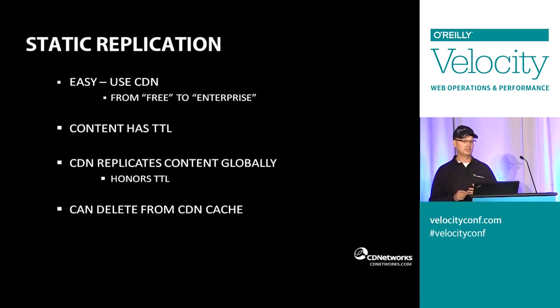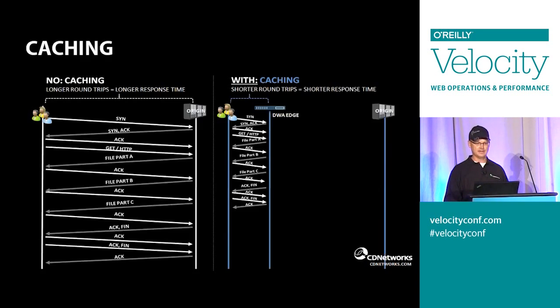So static caching is pretty easy. I would have to guess that almost everybody here is using a CDN or something like that to do caching. There's everything from free to tier 1 enterprise CDNs. You set the TTL, as I've mentioned before. CDNs will honor that, and if a mistake was made, you just ask the CDN to get rid of that content. So it's pretty straightforward. That's just a summary of static and the way that we all handle it today.